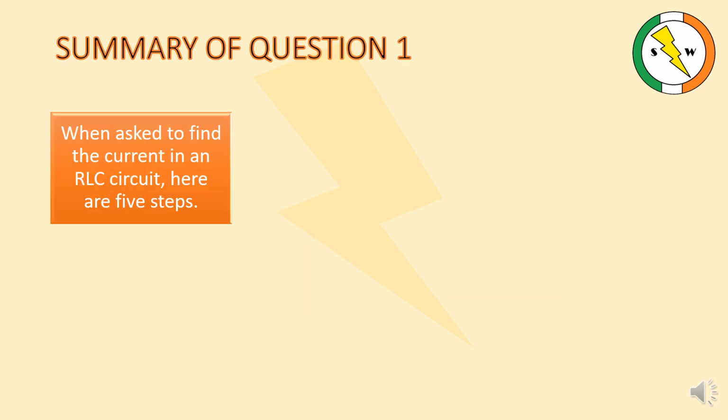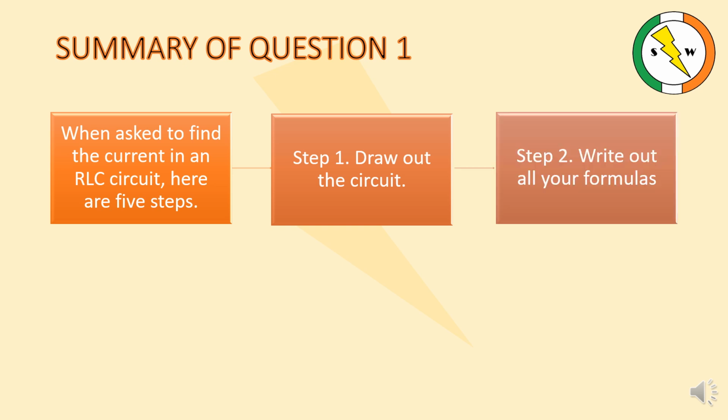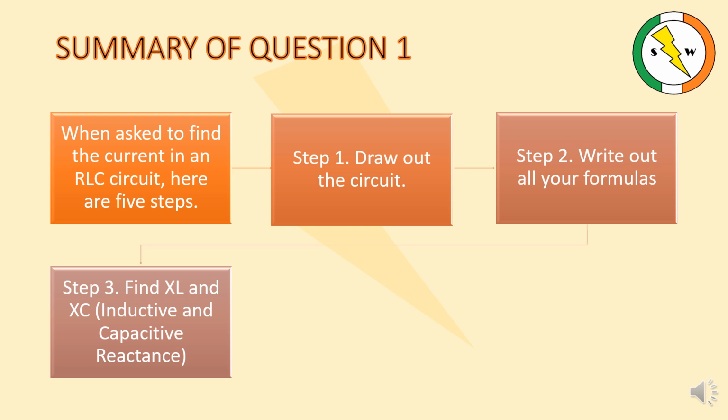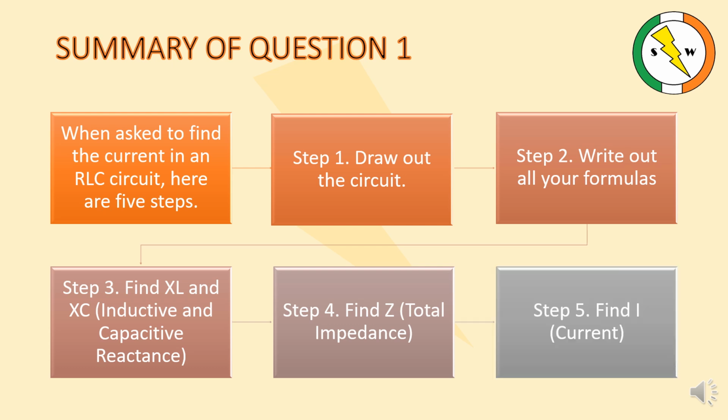To summarize, when asked to find the current in an RLC circuit, here are 5 steps. Step 1. Draw out the circuit. Step 2. Write out all your formulas. Step 3. Find XL and XC. Step 4. Find Z, total impedance. Step 5. Find I, or current.